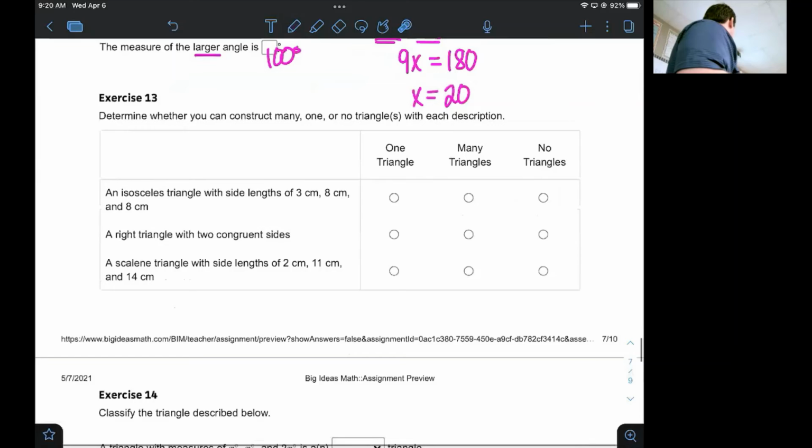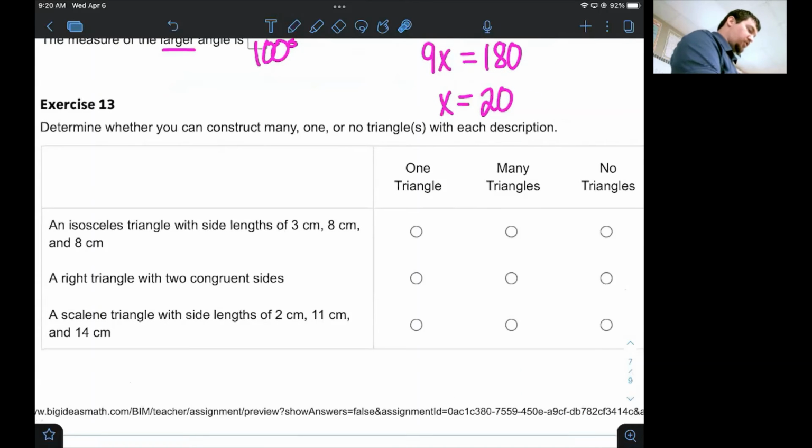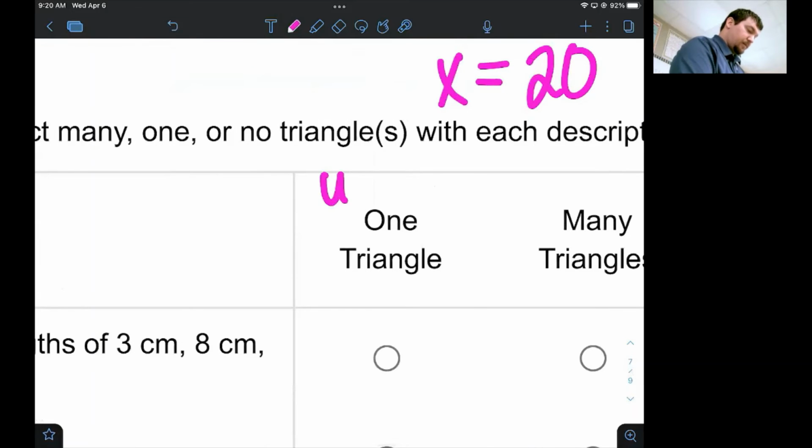All right, number 13, determine whether you can construct many, one, or no triangles. Remember, if you can only construct one triangle, it is said to be unique.